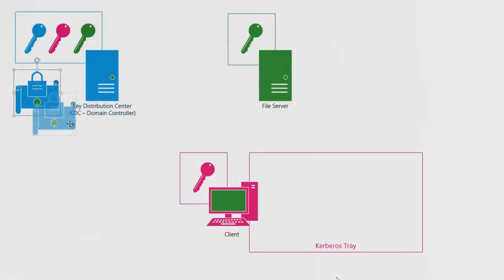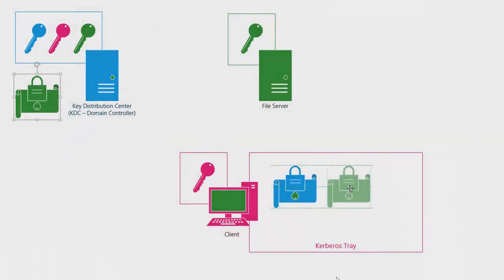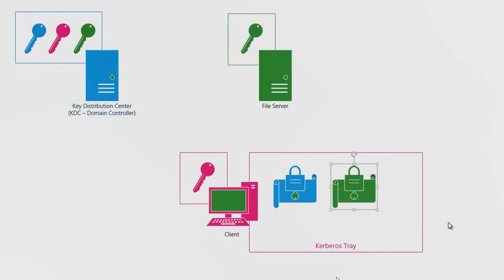So the client actually does keep a copy of this in its Kerberos tray. It sent a copy off to the domain controller. The domain controller knows who I am now and can thus generate a ticket. Now here's the cool thing. Because this file server is also a domain member, the domain controller has its logon password, which it uses to encrypt this ticket. There's no communication to the file server itself. Instead, this ticket is created by the domain controller and given to the client, who stores it in the Kerberos tray.